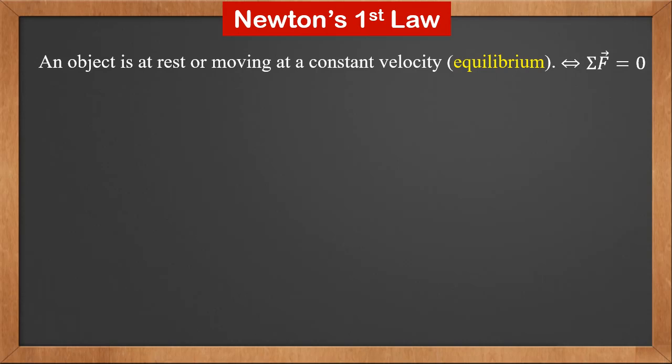Newton's first law of motion states: if an object is at rest or moving at a constant velocity, then the resultant, or vector sum, of all forces acting on this object is zero. Remember, it's the vector sum of all forces acting on this object. When an object is at rest or moving at a constant velocity, we say this object is in equilibrium. And if the resultant of all forces acting on an object is zero, then this object is in equilibrium.